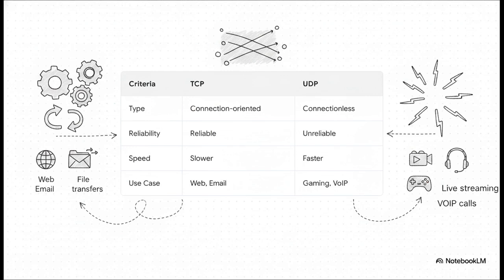The catch, it's slower because of all that extra overhead, which makes it perfect for things like web browsing, email, and file transfers, where accuracy is totally vital. UDP, on the other hand, is connectionless and unreliable, meaning absolutely no acknowledgements. It literally just fires data at the target and hopes for the best. But because it completely drops all that overhead, it is incredibly fast. This makes UDP the absolute undisputed champion for gaming, live streaming, and VoIP calls, where a dropped frame is way better than a delayed frame.